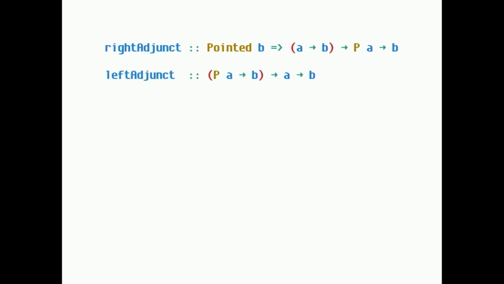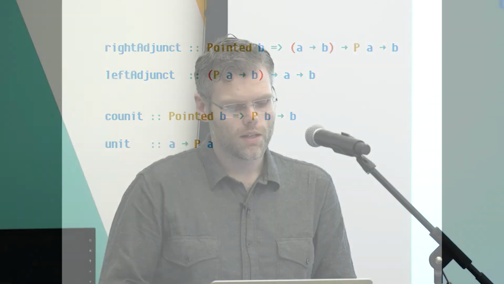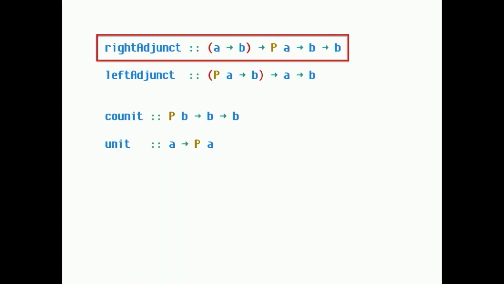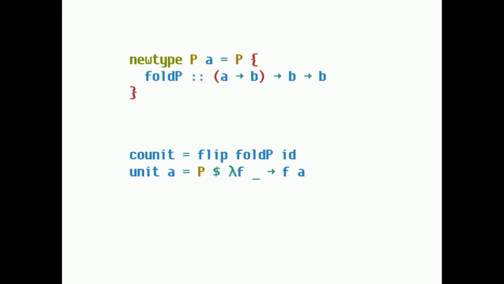So turn the crank on the adjunction, and we just get, well, we need a right adjunct that looks like this, and we need a left adjunct that looks like that. And so we get a counit and a unit. For any pointed type B, if we have a P of B, we get a B, et cetera. And so we should get a unit for a monad, and we should get a counit for a comonad in the category of pointed types. And if we flip these things around and look at this right adjunct, that should look familiar to people who have worked with Maybe or Option, because this turns out to be isomorphic to Option.